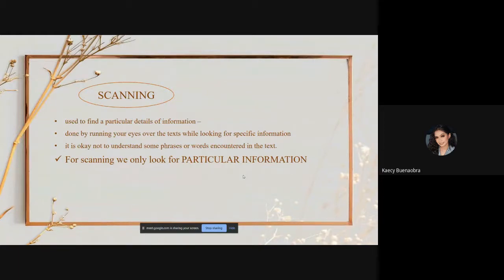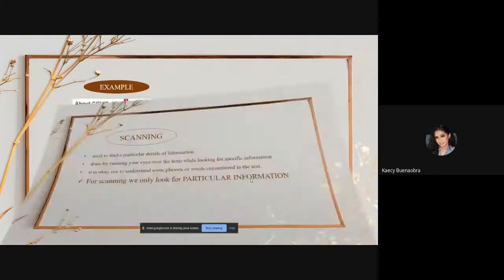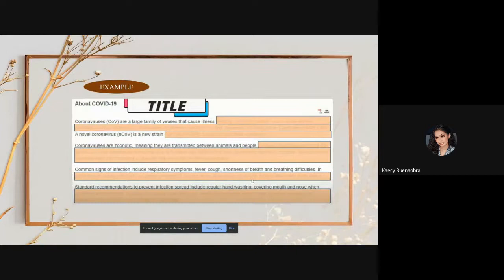So when we say scanning, it is used to find particular details of information. Scanning is done by running your eyes over the text while looking for specific information. Scanning is not to understand some phrases or words that you may encounter in the text. So for scanning, we only look for particular information, for example, looking for specific details.